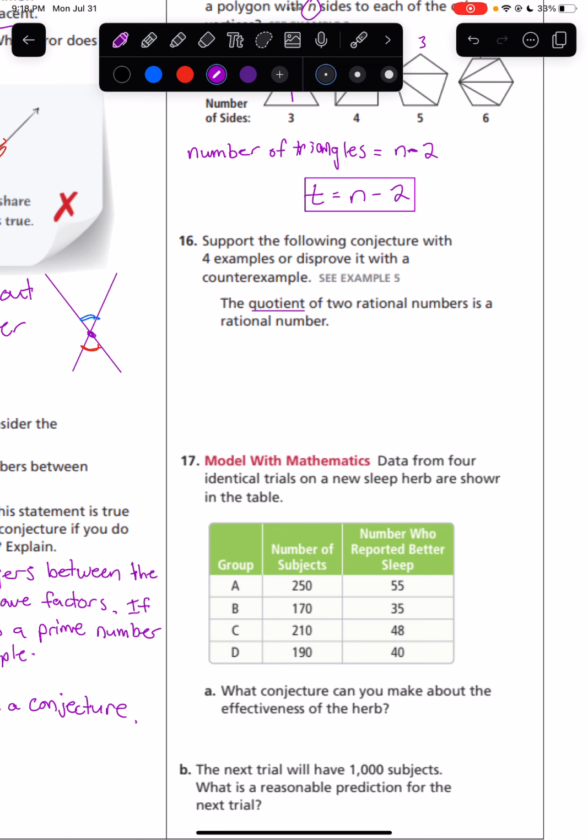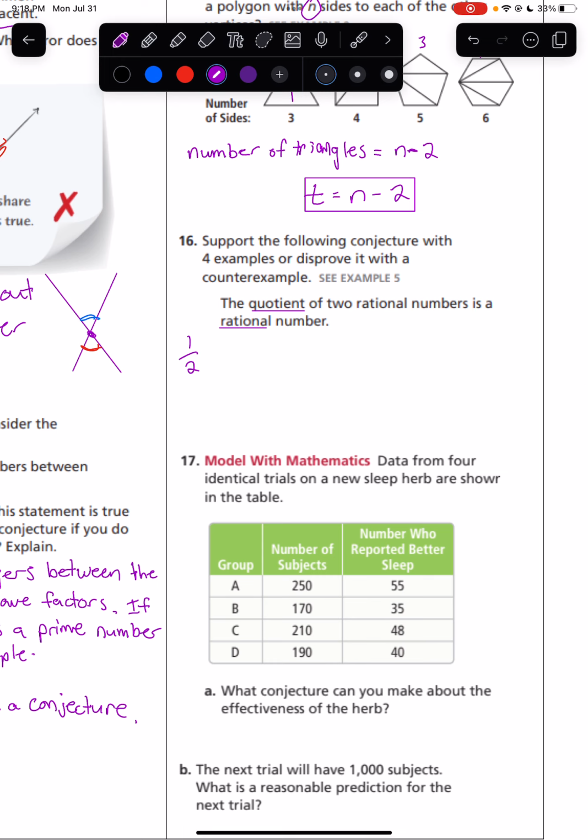So we want to say if we divide 2 numbers, can we find one that's not a rational number? It can't be written as a fraction. Now there's lots of ways to make examples of this, right? 1 over 2 would work, or any whole number divided by a whole number.